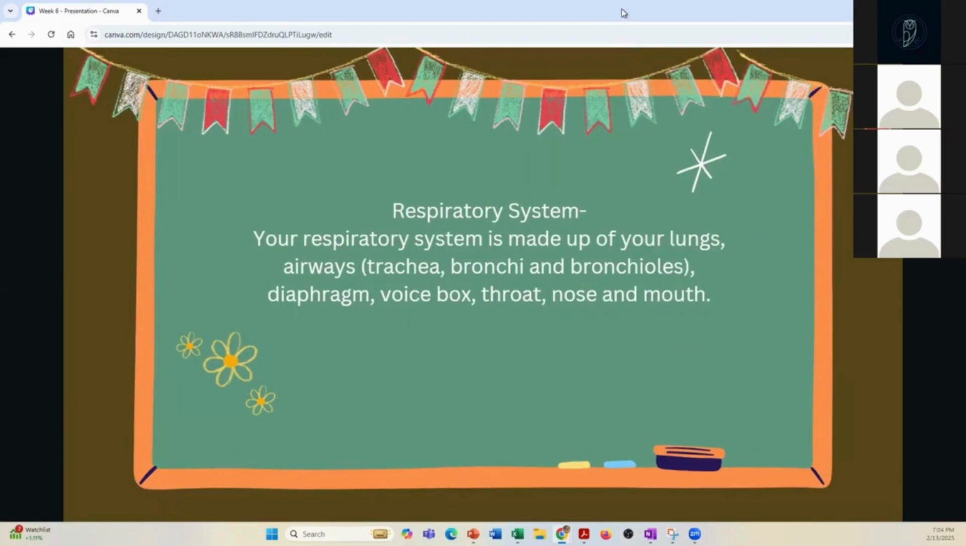Your respiratory system is made up of your lungs, airways, which are the trachea, bronchi, and bronchioles, diaphragm, voice box, throat, nose, and mouth.